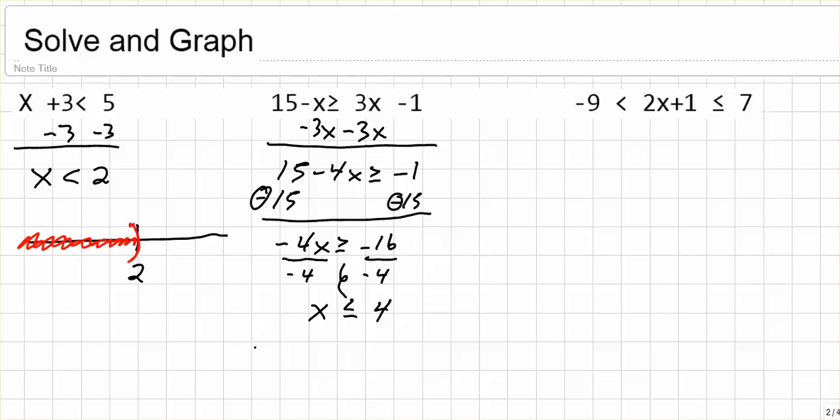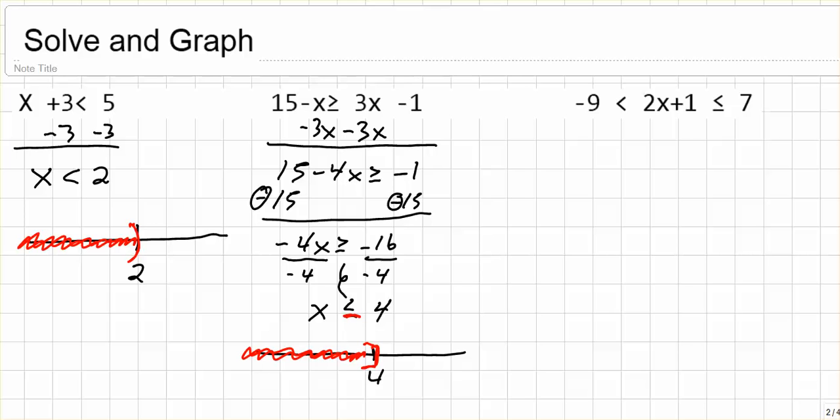So if we're going to graph this one, our point is 4. We know that x is going to be less than 4, so we fill in to the left of that. And since we have the equality portion, we want to include the point, so we will use a bracket.